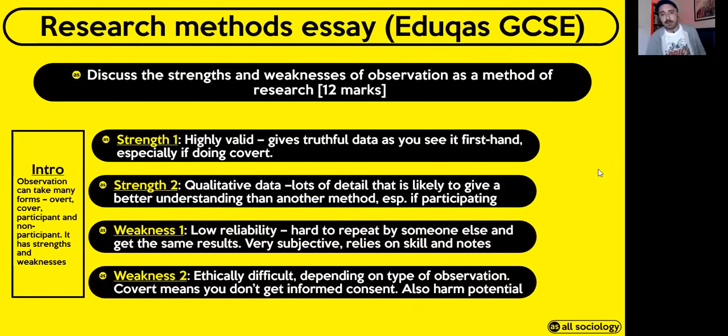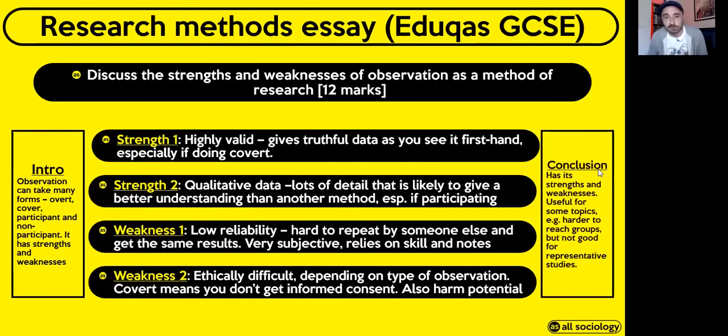And just finally, our second weakness is ethical. This is a very difficult or tricky kind of method to use because depending on the type of observation you're going to do, you might have to put your ethics to one side for a little bit. So again, use that example about you doing covert research. You cannot tell people you're doing covert research because by virtue of doing that, you're not going to be undercover anymore. So you're not going to get informed consent. And the other thing you want to think about as well is, could you potentially cause any physical or emotional harm to anyone, even if they were to find out that you'd hoodwinked them and tricked them into pretending that you were their mate, and in fact, all you were doing is trying to find out what they were up to.